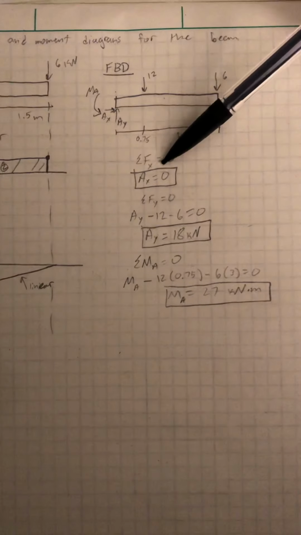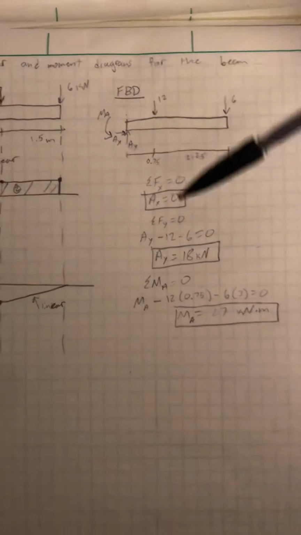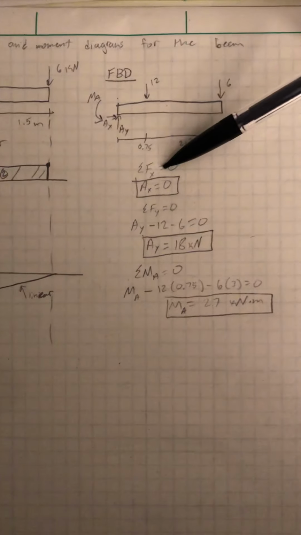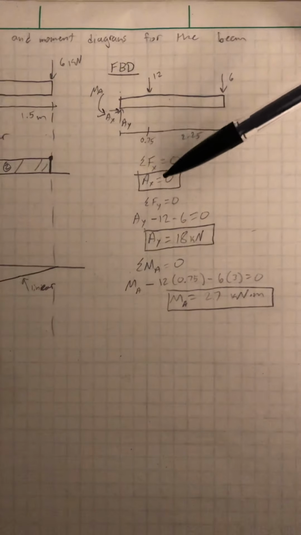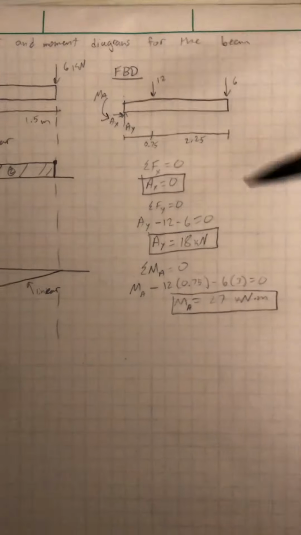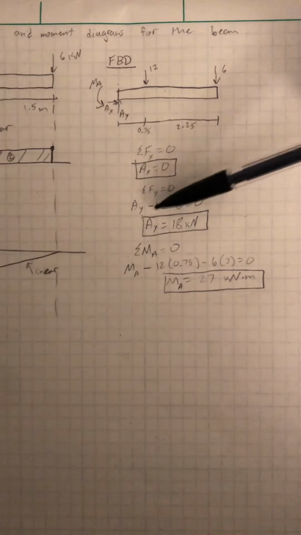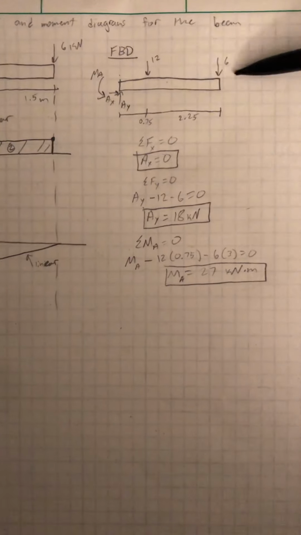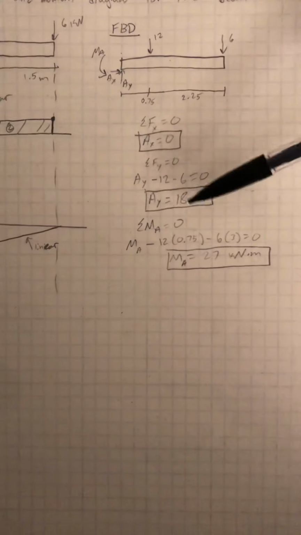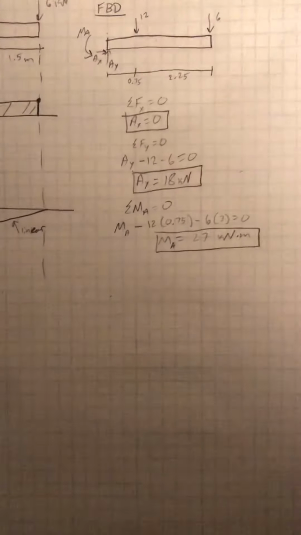Sum up the forces in the x direction because we're going to find our reactions. So we add up the forces in the x direction: AX equals 0. In the y direction, AY minus 12 minus 6 equals 0, so we find AY equals 18 kilonewtons.